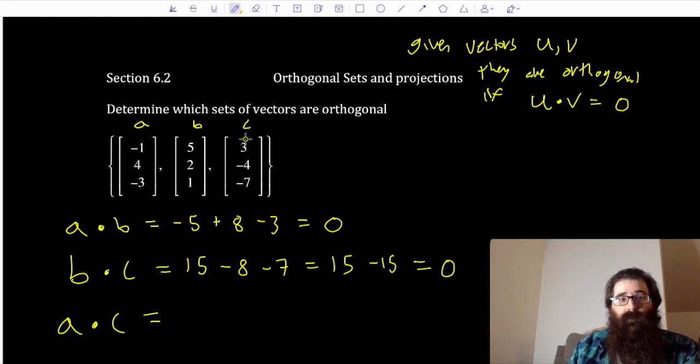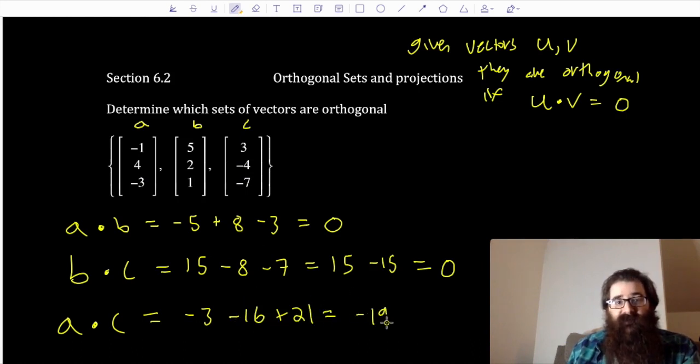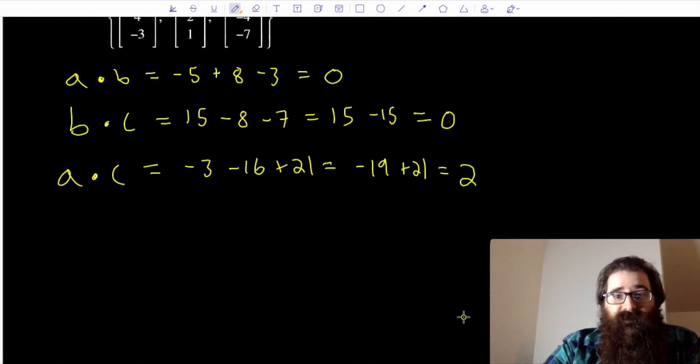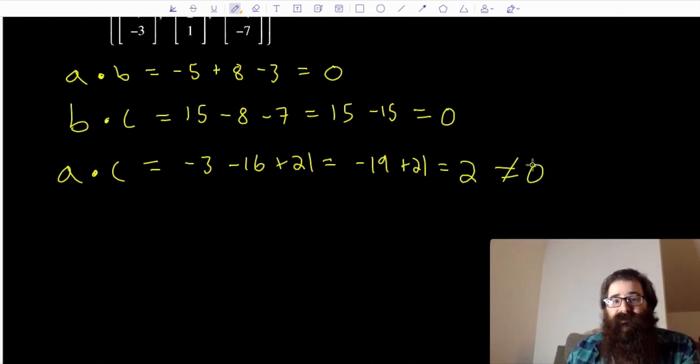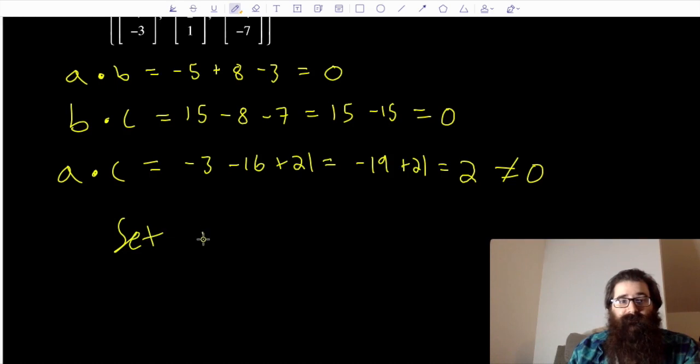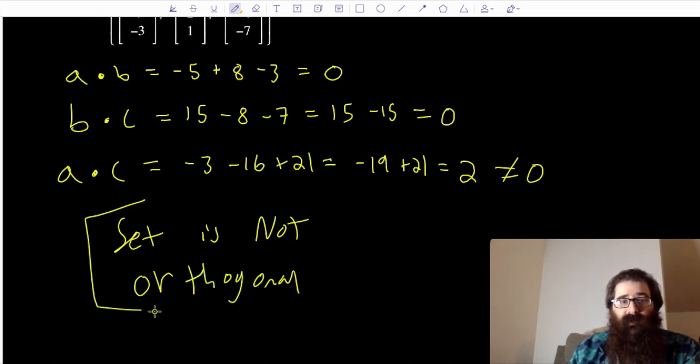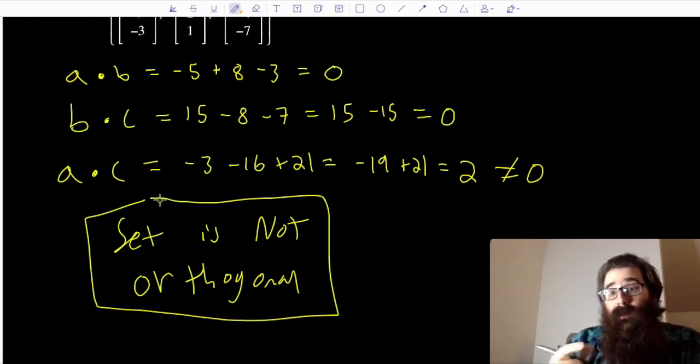Looking all the way on either end, -1 times 3 gives me -3. 4 times -4 gives me -16. And then -3 times -7 gives me a positive 21. Let's see what we're going to get. -3 and -16 is -19, plus 21 is going to give me positive 2. And this is an issue, right? Because 2 is not 0. So we'd say the set is almost, but it's not. The set is not orthogonal. So this is not an orthogonal set of vectors, unfortunately.